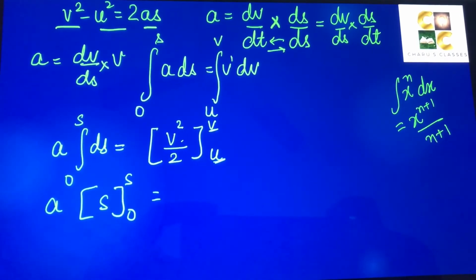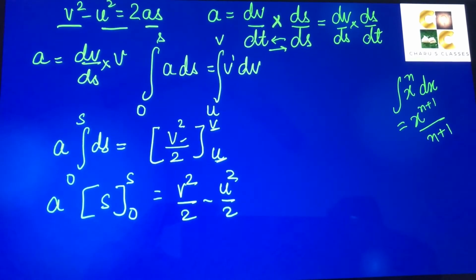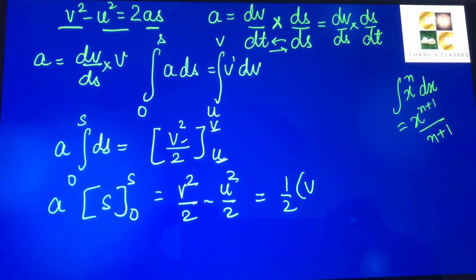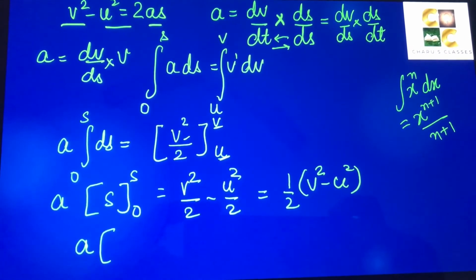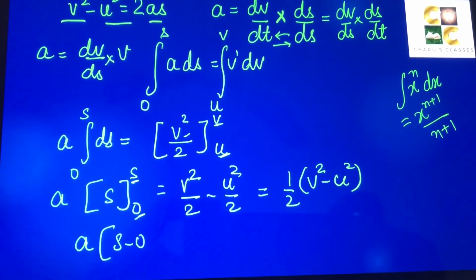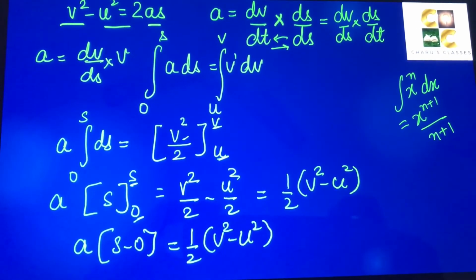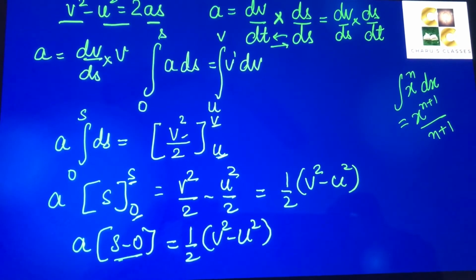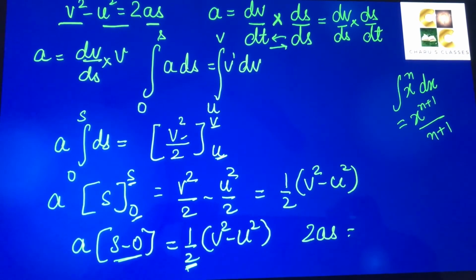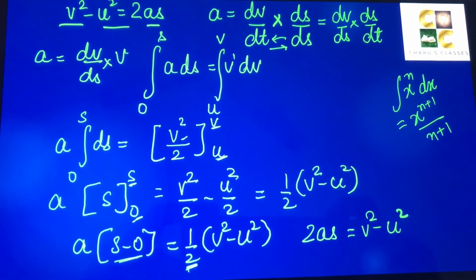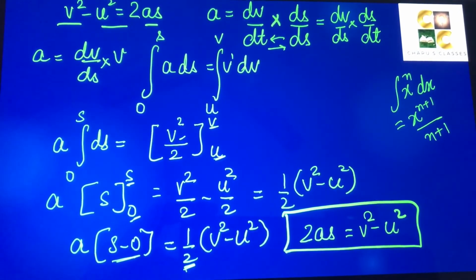So putting these values in v square, we have v square by 2 minus u square by 2. Or we can take half common, v square minus u square. Here we have a, putting the values s and 0, we have s minus 0 is equal to half v square minus u square. So this becomes a s, and this 2 can be cross multiplied there. 2as is equal to v square minus u square. This is our third equation of motion.